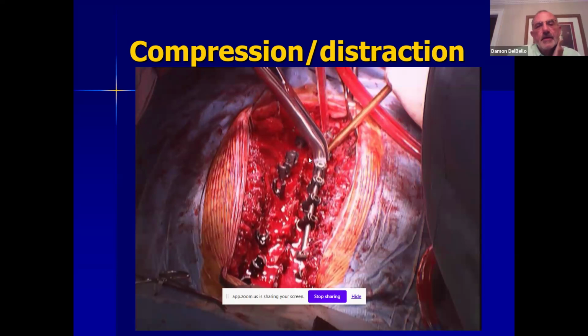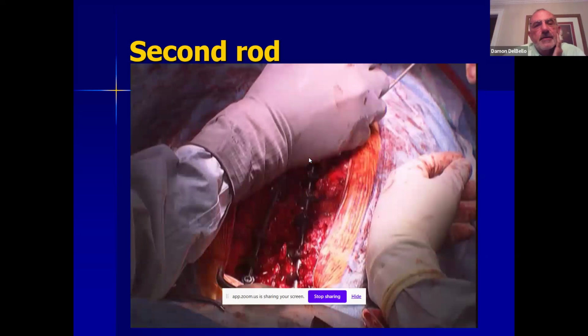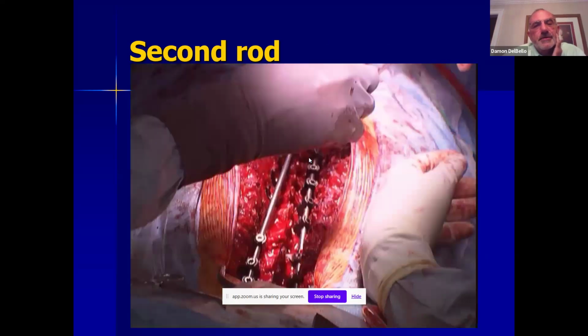Okay. And then we put our second rod in, and we'll get a little bit more correction and a little bit of derotation at the apex.